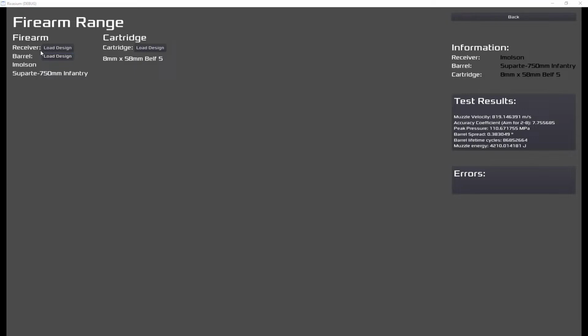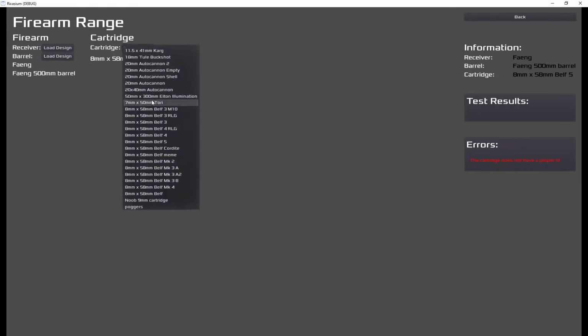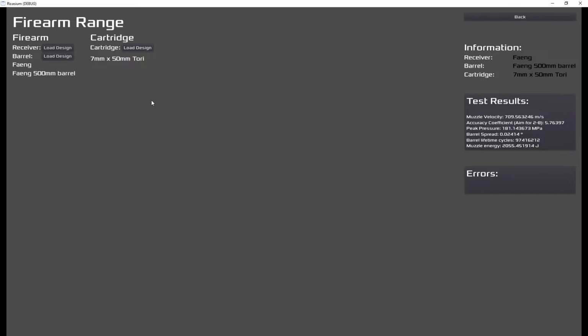That's interesting. I want to see with the Fang how that does. The Tory round. Around 1 MOA? Okay. Peak pressure, 21 megapascals. But yeah, our muzzle calcs are eternally messed up. So we're just gonna have to live with that.